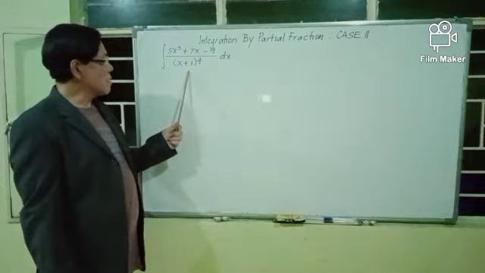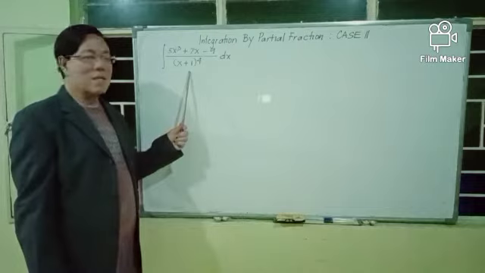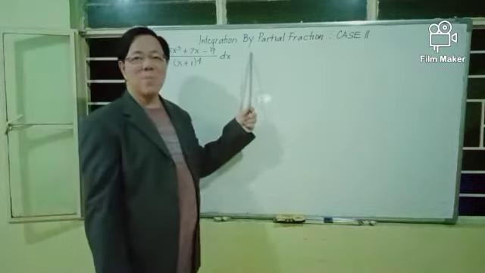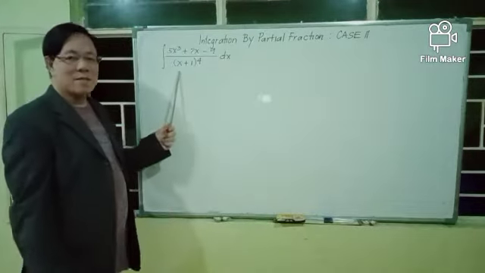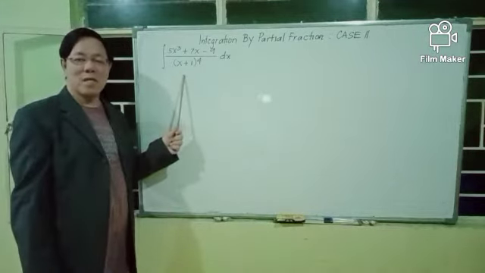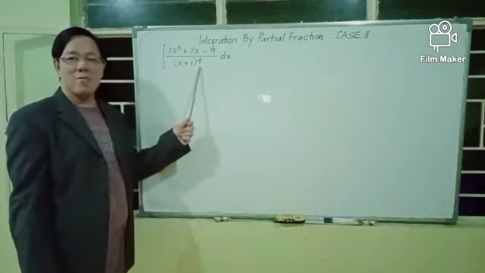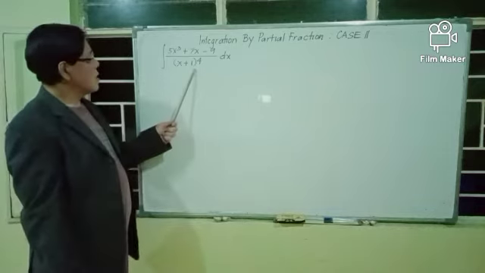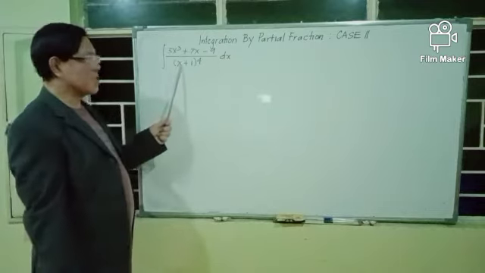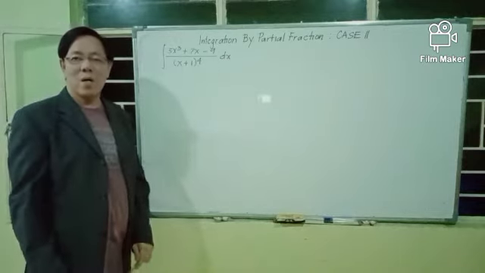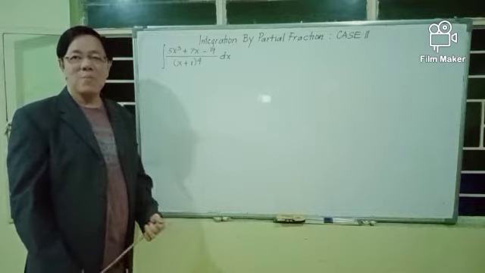Therefore, for evaluating this integral, we apply integration by partial fraction, case 2. Because, as I said, the linear factor x plus 1 is not unique. It is repeated 4 times. And again, by integration by partial fraction, we write this rational expression as a sum of partial fractions.